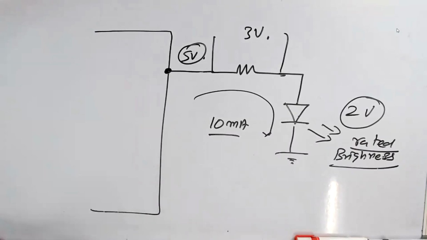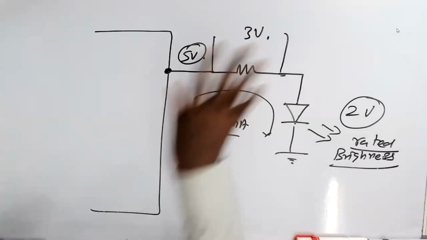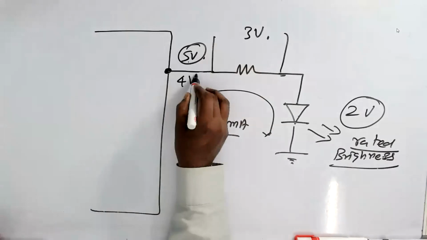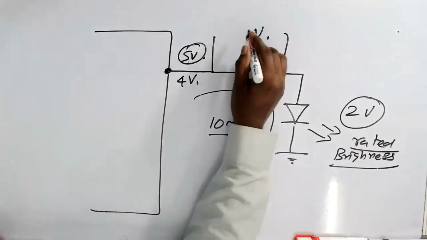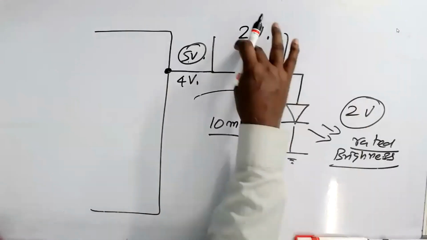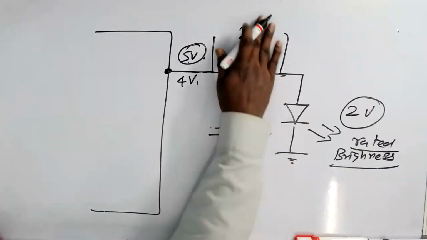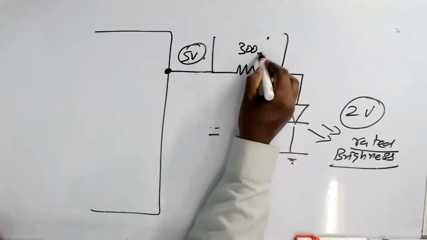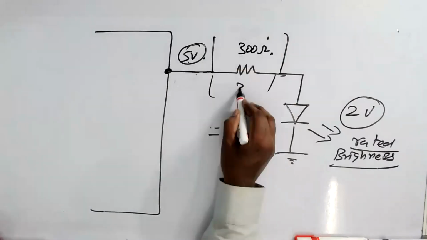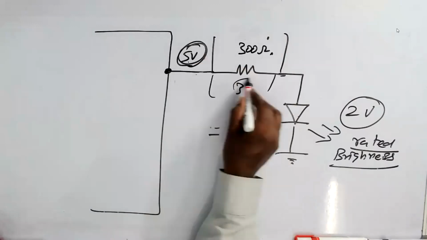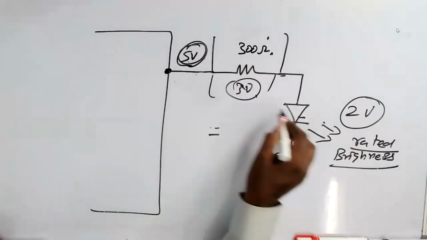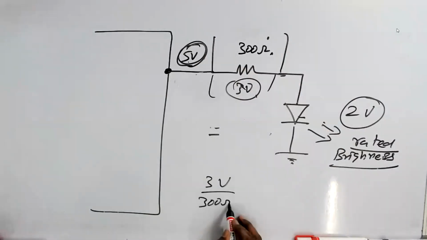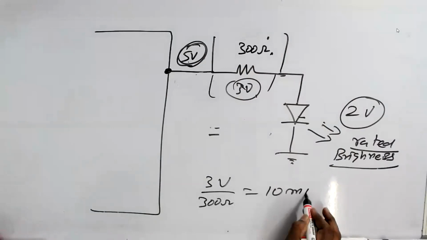Now you see here, instead of 5 volt, if I give 4 volt, what happened? This will become 2 volt, because this gets 2 volts and this gets 2 volts. What is the resistor now? Previously, when I gave 5 volt, this is 300 ohm. So what is the drop here? 3 volts, totally 5 volts. 3 volts here, 2 volts here, because both are in series. So 3 volts divided by 300 ohm is equal to 10 milliampere. So the current I is equal to 10 milliampere.